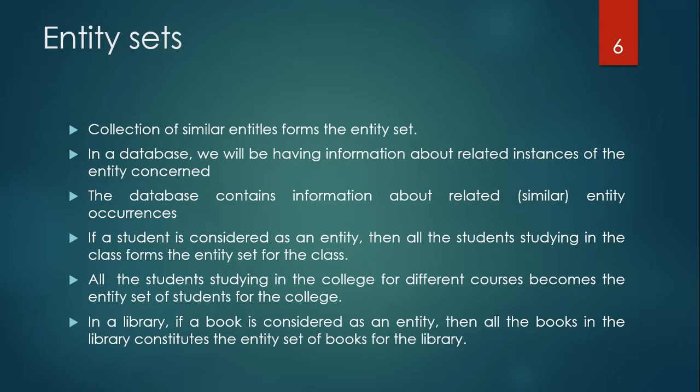If a student is considered as an entity, then all the students studying in the class form the entity set. So what is an entity set? Entity set is the set of entity occurrences which are related. Similar type of entity occurrences, or similarity means some type of relationship. So all the students studying in the same class form the entity set for the class.